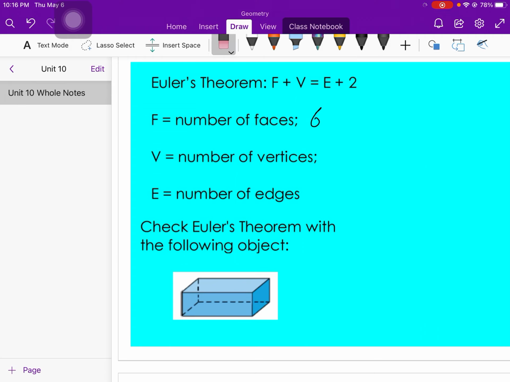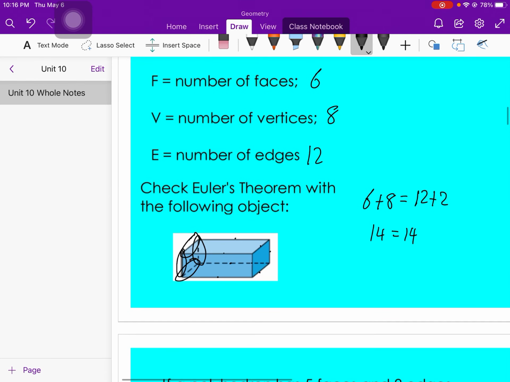Vertices would be all of the corner points. So we have 1, 2, 3, 4, 5, 6, 7, 8. And then edges is where all of the faces intersect. We have 1, 2, 3, 4. Then we have 5, 6, 7, 8, 9, 10, 11, 12. So as you can see, there's quite a few edges in comparison to the other one. So if we were to substitute out these values, we would have 6 plus 8 is equal to 12 plus 2. 14 equals 14. Voila, it works.